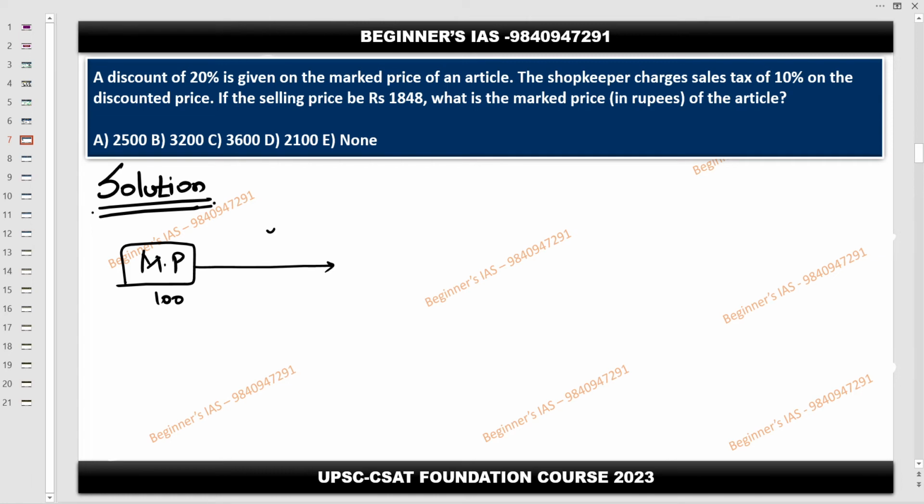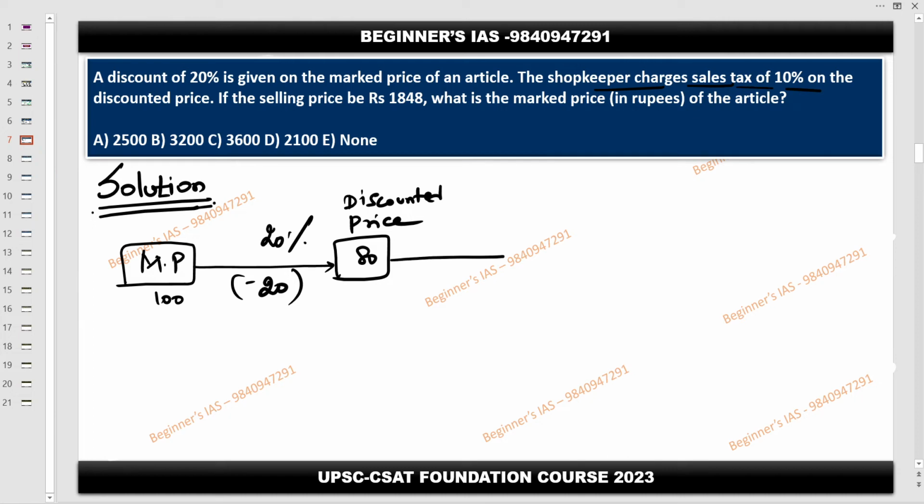How much is the discount? 20% discount, 20 rupees discount means minus. Then now it will become 80. So this is nothing but the discounted price. Everyone understood up to this? So with this discounted price, the shopkeeper charges sales tax of 10%. This is nothing but the discount, therefore subtract.